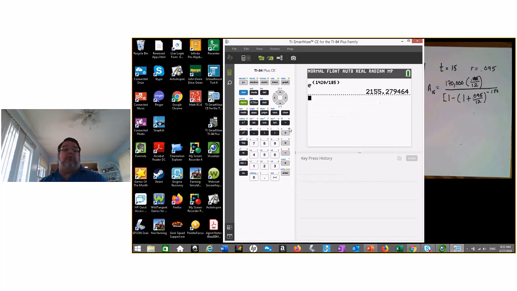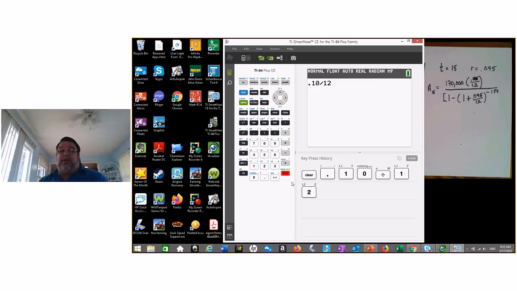Okay, so clear. Here's our handy dandy calculator. And I'm going to go ahead and do the top, 0.10 divided by 12. And now you can keep that. It is a fraction, so we could call it F. Let me move this over a little bit.